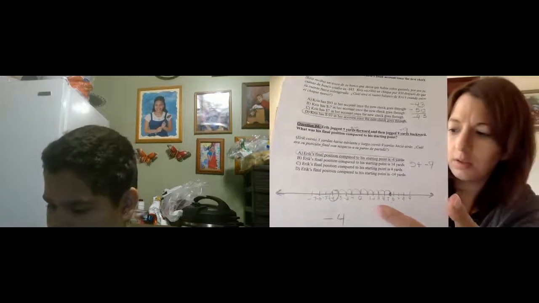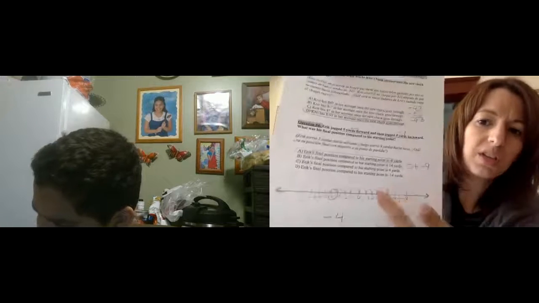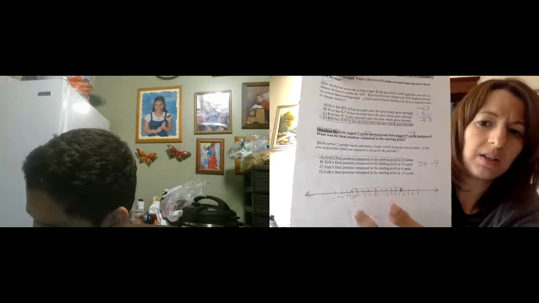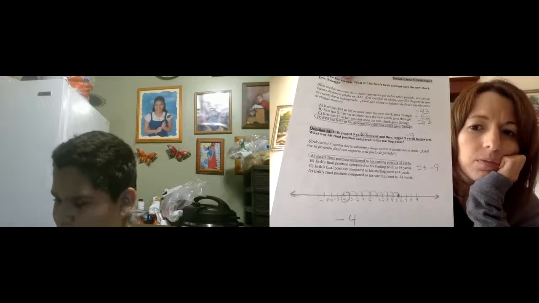Number 4. Eric jogged 5 yards forward and then he jogged 9 yards backwards. What was his final position compared to his starting point? Plus 5 minus 9. So 5 plus negative 9 will be negative 4. Or here's the number line. I showed it on the number line. If I'm at 5, which is here, and I go negative 9 spots, I'm at negative 4. Excellent job.